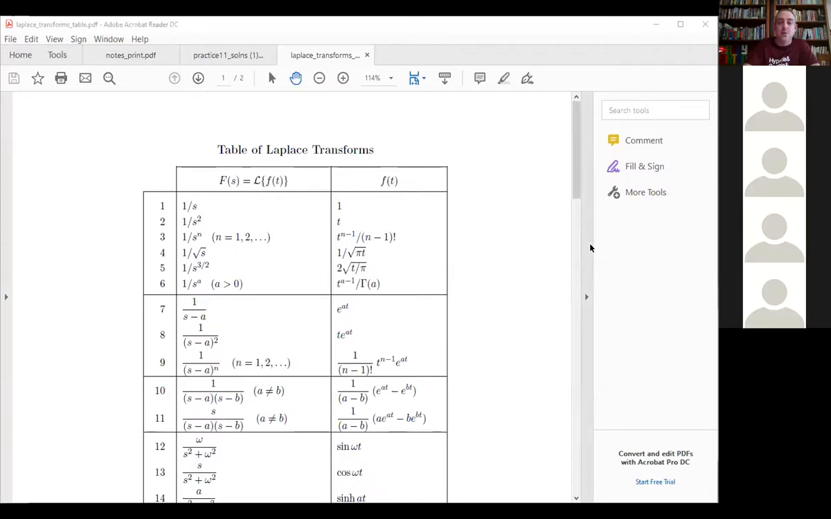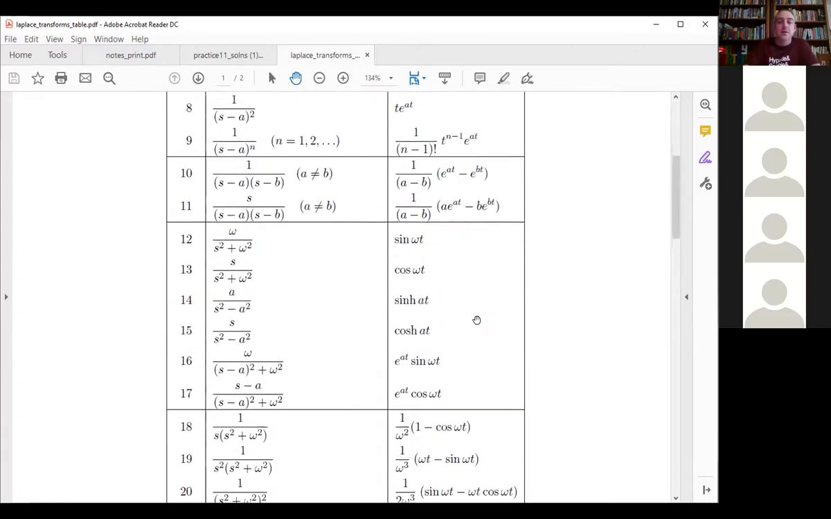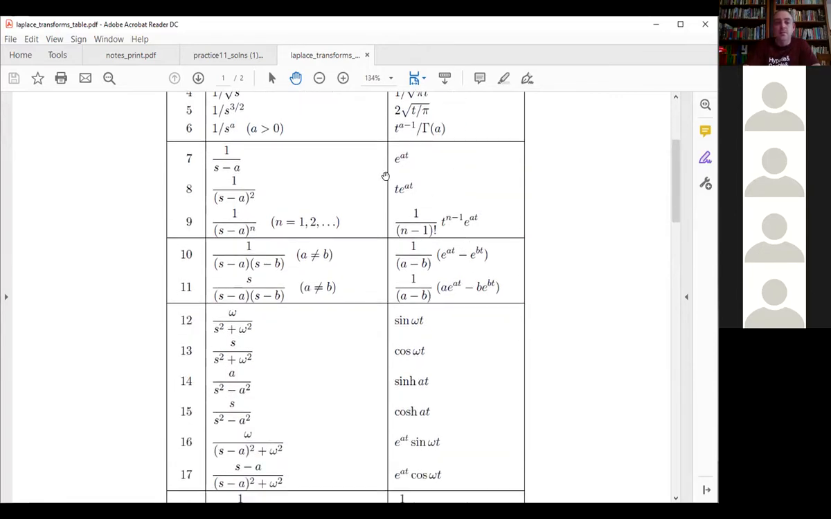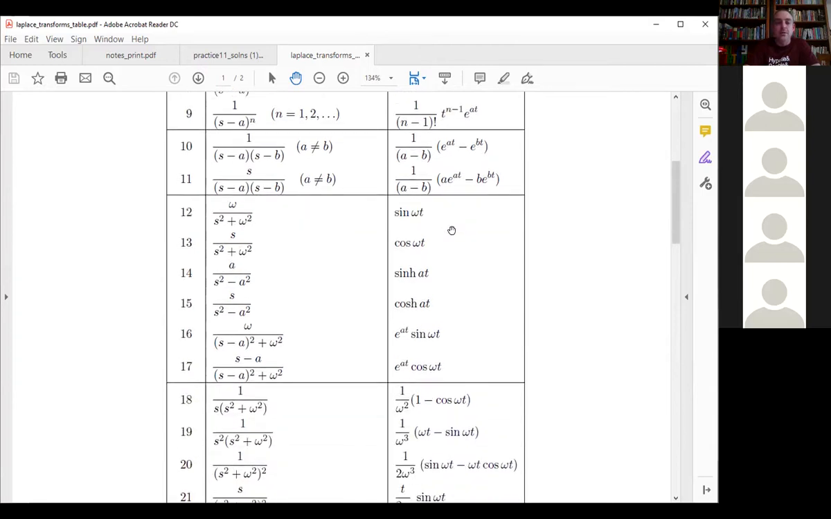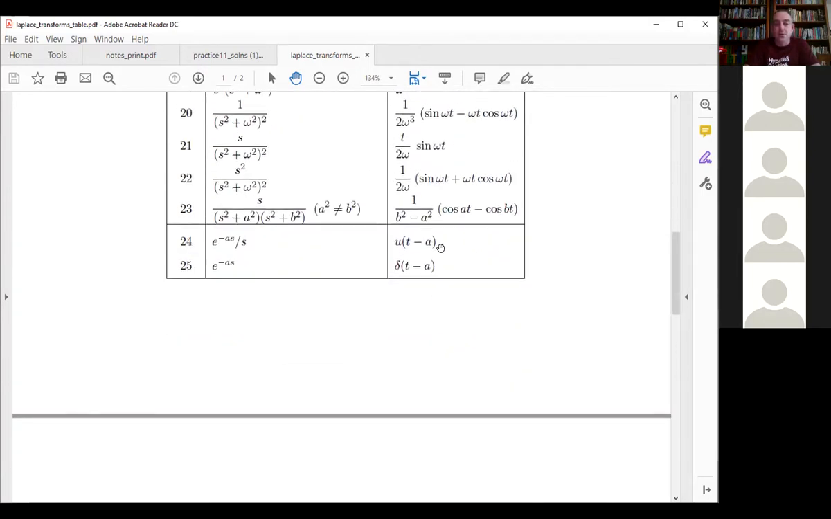This is the one from your course. It's got a whole lot of things. It's got polynomials. It's got e to the power of s. It's got sines and cosines. And it's got u's and deltas.